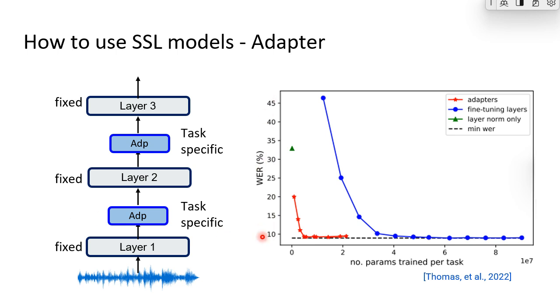The vertical axis is word error rate, and the horizontal axis is the number of parameters you need to train for a specific task. And you can find that if you fine-tune the whole model, the blue curve is the result you will obtain. And if you use adapter, the red curve is the result you obtain. You can find that if you use adapter, you can use much fewer parameters to achieve the same performance as fine-tuning the whole model.